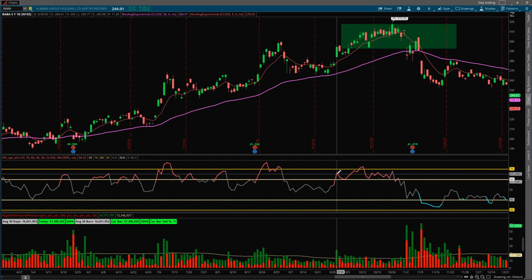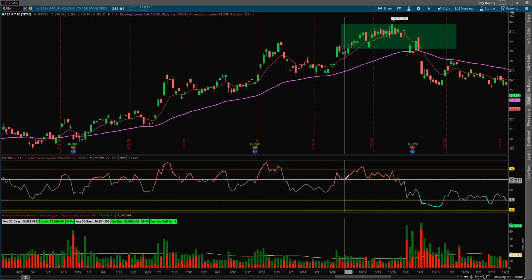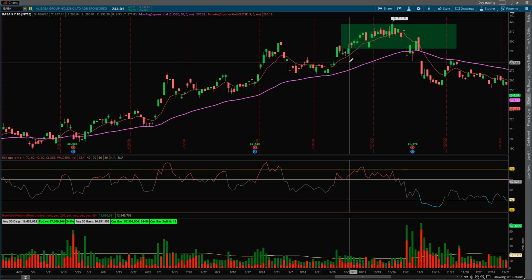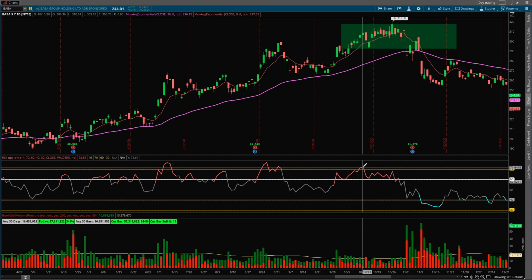You could have gotten in here. It tested the 60 line again and it held, of course, because of that big move, and then you have volume that was above average, and then it kept going up, so they were continuing to buy that move.